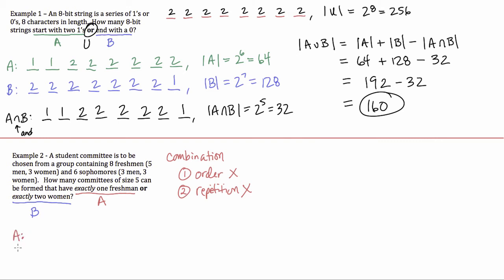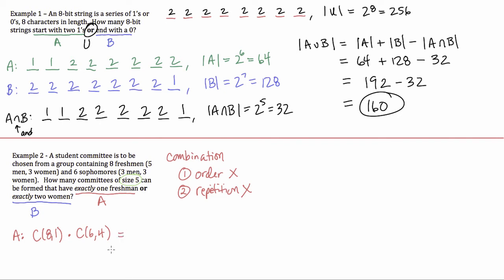The set A consists of exactly 1 freshman, which means from the 8 freshmen, I'm going to choose 1. And from the 6 sophomores, I'm going to choose, well, how many? I need a committee of size 5. If you look at the problem description, the committees are size 5, which means I've only picked 1 so far. I need an additional 4 people to fill up the committee. So from the sophomore group, I have to pick 4. So C(8,1) and C(6,4). I will calculate this here in a second.